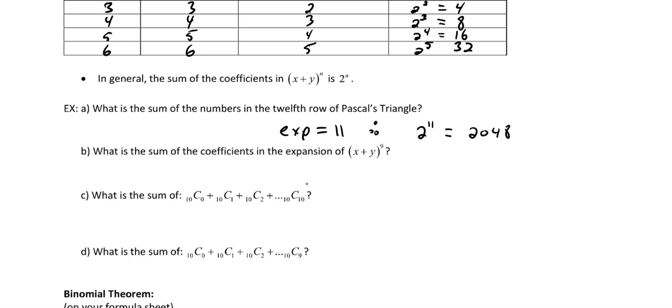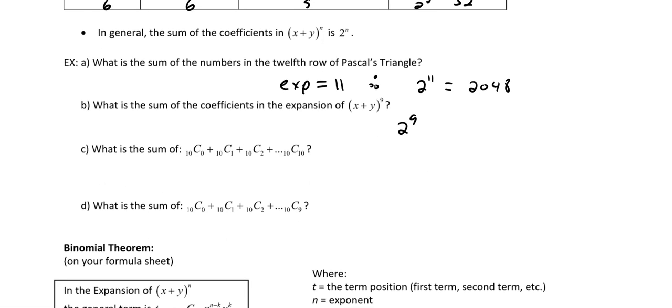Okay, and then this one's actually even easier. What's the sum of the coefficients in the expansion of this? Well, that's just going to be 2 to the power of 9, right? 2 to the power of the exponent. And then whatever that is, we'll leave it like that.